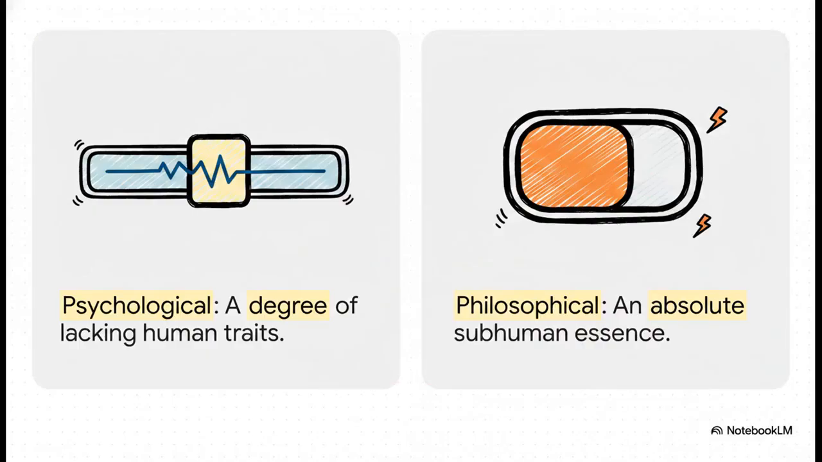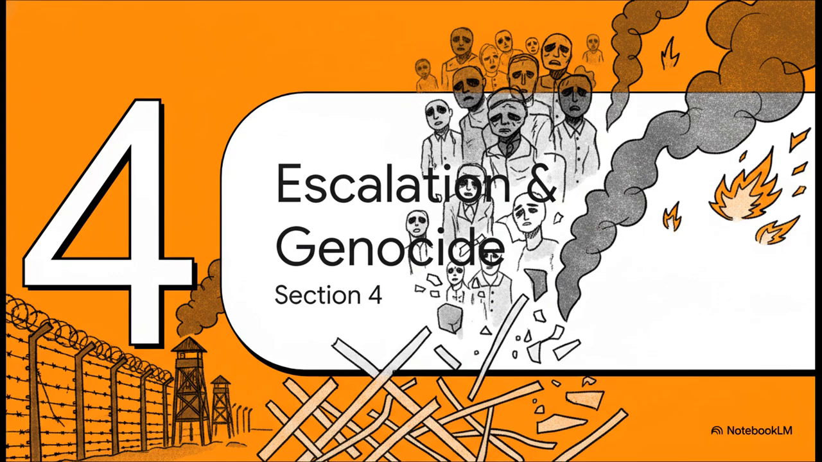This creates some fascinating academic friction between psychology and philosophy. On the psychological side, researchers like Haslam argue dehumanization is a continuum, like a slider, where we just view someone as having less human essence. But on the philosophical side, Smith argues it's an absolute categorical switch. You are assigning a fundamentally subhuman essence to a human exterior. There's no middle ground. While academics debate the exact mechanics, the devastating real-world outcomes of both views are exactly the same. Let's see how those devastating outcomes play out in Section 4, Escalation and Genocide.